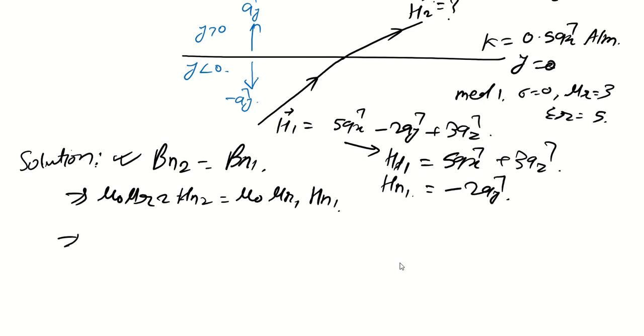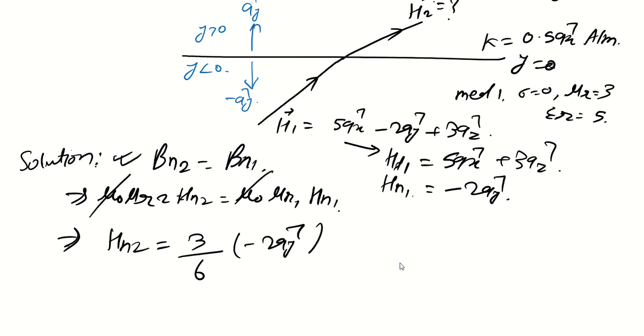Now we will use the normal components. Mu naught will get cancelled on both sides. So Hn2 will be equal to mu r1, which is 3, divided by mu r2, which is 6, into Hn1. Hn1 is minus 2ay cap, which gives 3 over 6 times that, so minus ay cap. So Hn2 we have found out as minus ay cap.